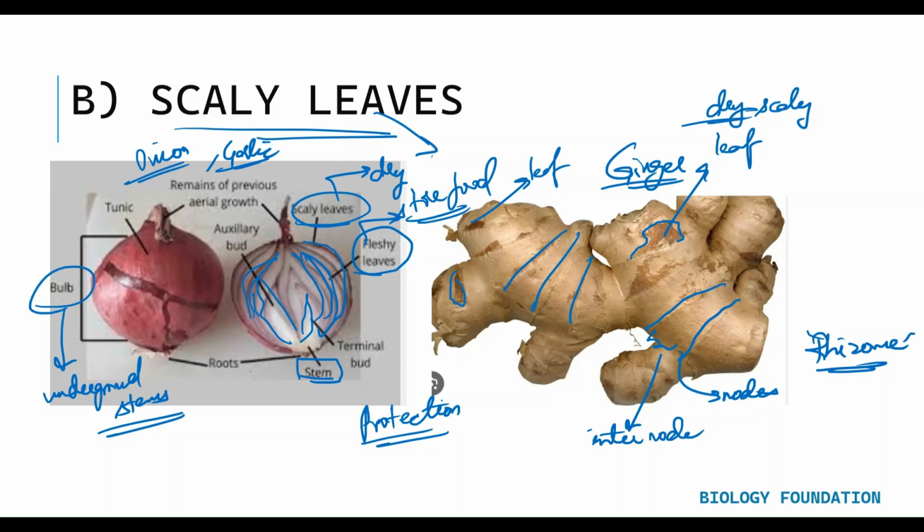mainly perform the function of storing food. Examples include ginger, onion, garlic. In onion and garlic, you have fleshy leaves as well surrounding the terminal and the axillary bud, helping in storing the food, and the scaly leaves act as protection to the bulb. In ginger, the scaly leaves are quite dry and very thin.